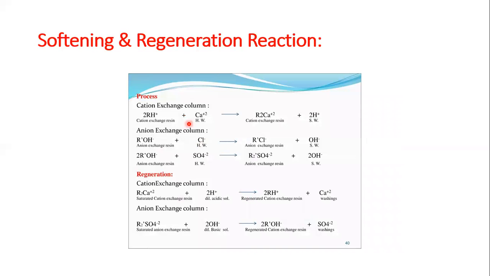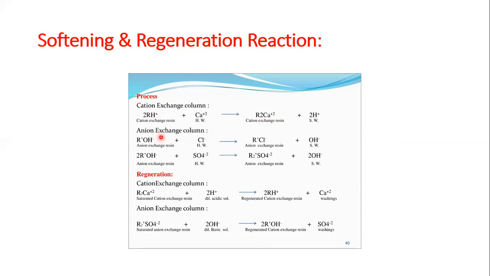Now look at the process, reaction and regeneration reaction. So first we'll talk about the cation exchange column. Cation exchange resin is represented as 2RH+. If it is reacted with the hard water having the calcium 2+, then it is forming R2Ca2+ with the release of H+ ion. So there is just exchange of cations in this process.